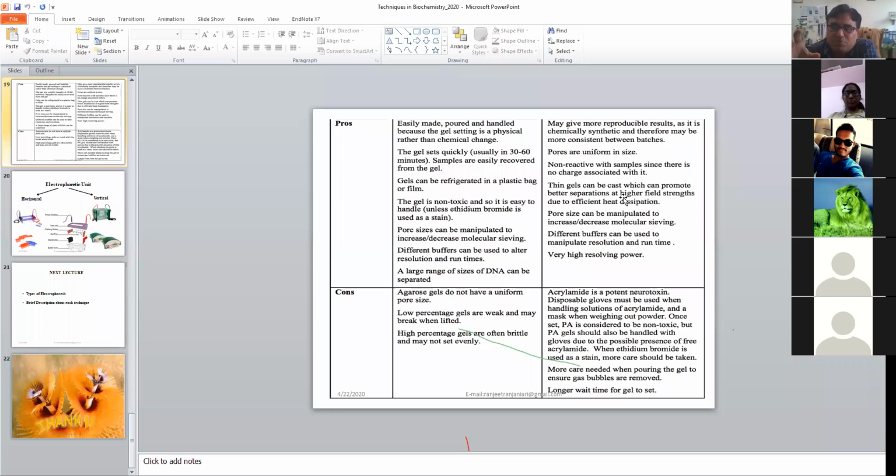Dehydrate means under vacuum condition, you are going to remove all the water so that it will be a crispy gel-like structure. And again, you can keep it for 6 months. And after 6 months, if you have to use it, again rehydrate it by putting the buffer, and then you can use it for your running.